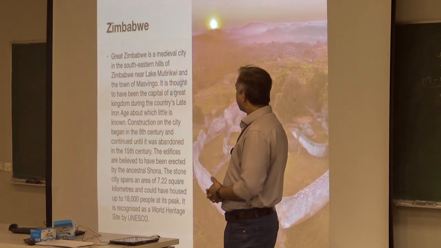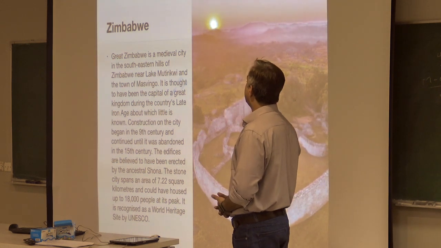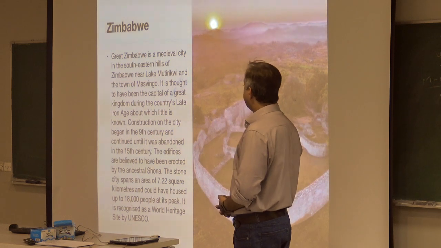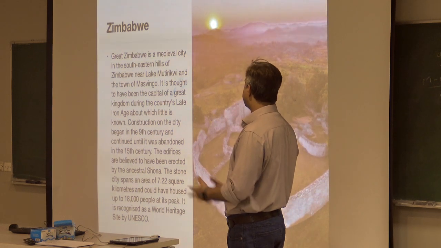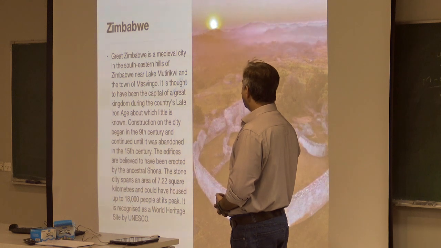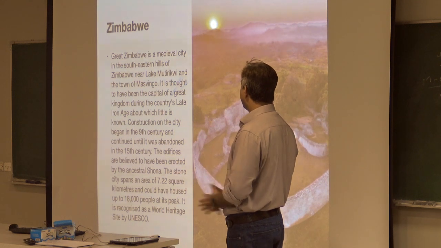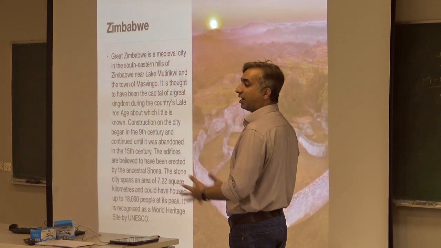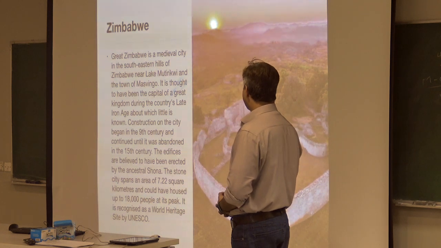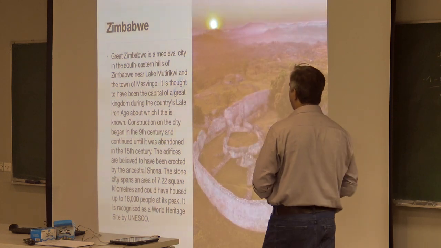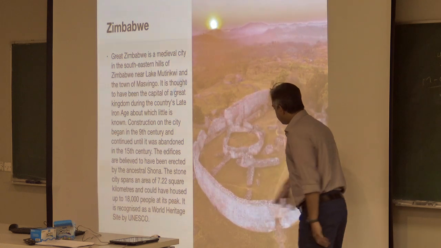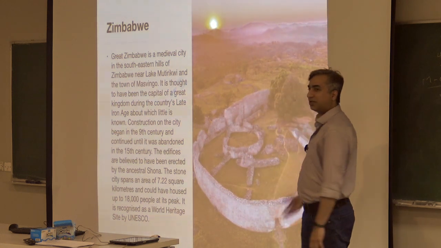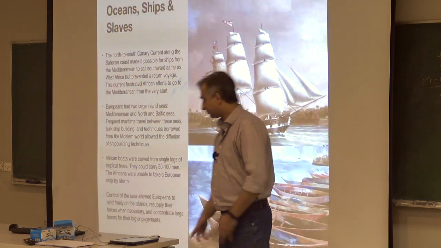Construction on the city began in the 9th century and continued until it was abandoned in the 15th century. The edifices are believed to have been erected by the ancestral Shona people. The stone city spans an area of 7.2 square kilometers and could have housed up to 18,000 people at its peak. It is recognized as a World Heritage Site by UNESCO. Here is the city, as you can see. It's a walled city. Amazing, isn't it?